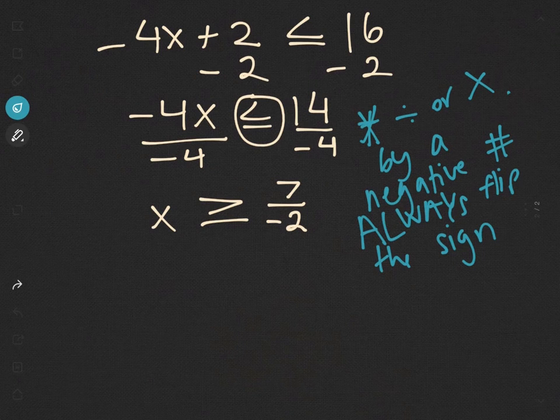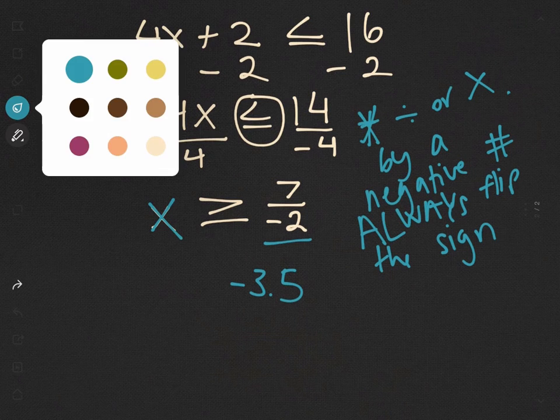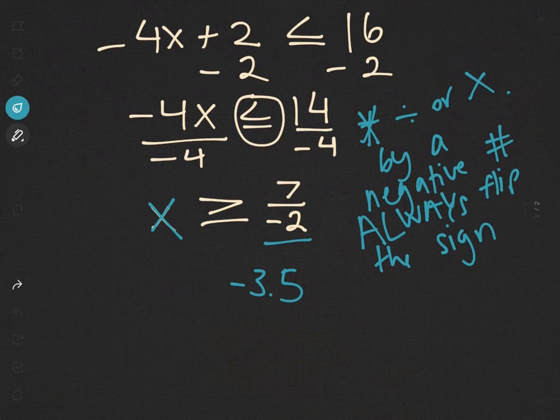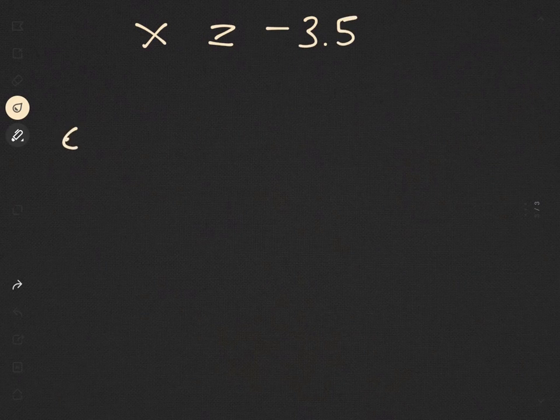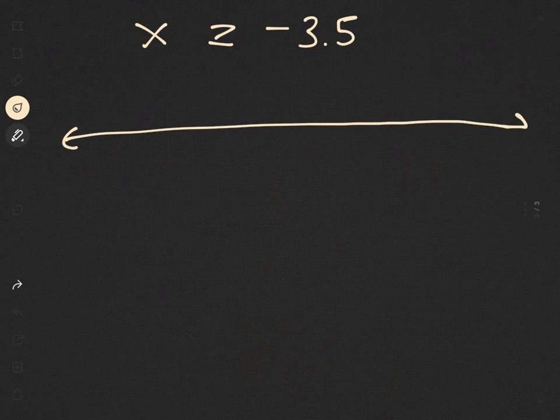That means any value of x that is higher than this number, which is also negative 3.5, any value that is greater than this can satisfy the requirement for what x has to be. So what I'm going to show you next is a way that we can represent this. So I got that x was greater than or equal to negative 3.5. And I want to show this on a number line because this is a better way to visualize it.